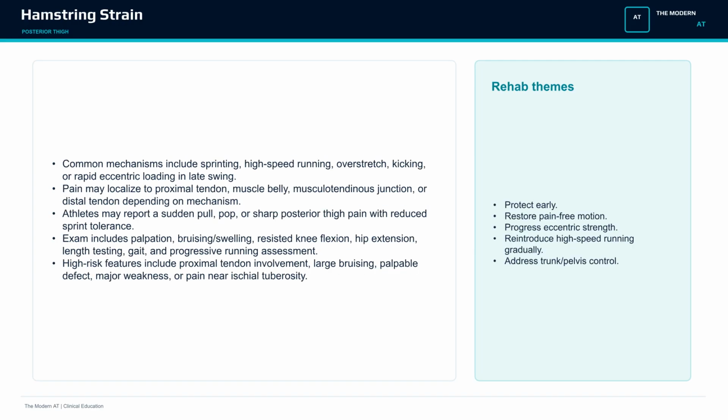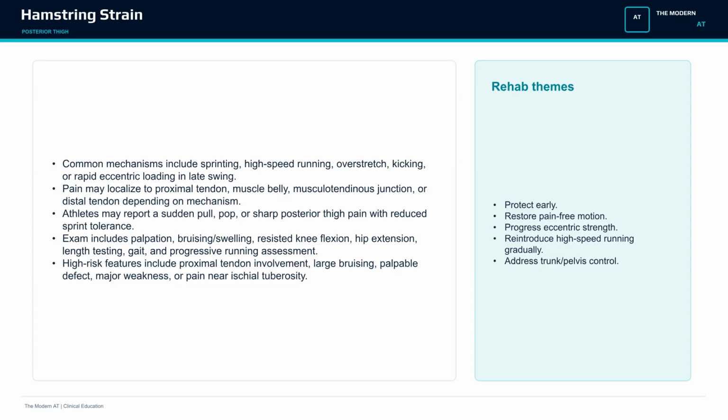Hamstring strain commonly occurs with high-speed running, late swing phase eccentric loading, overstretch, or kicking. The athlete may report a sudden pull, pop, or sharp posterior thigh pain with reduced sprint tolerance. Location matters because proximal tendon, musculotendinous junction, muscle belly, and distal tendon injuries behave differently.